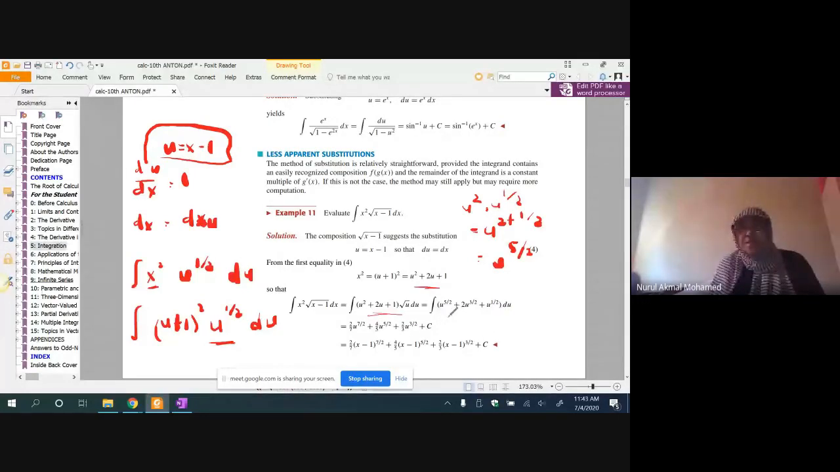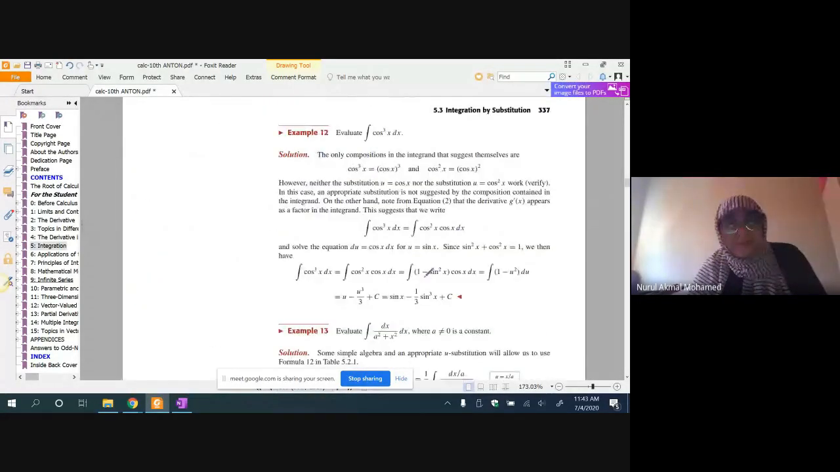Obviously, you can just integrate by using the power rule. You get u to the power of 7/2 divided by 7/2, and so on for the other terms. And obviously you have to substitute back in terms of x to get the final answer. I hope it is clear.